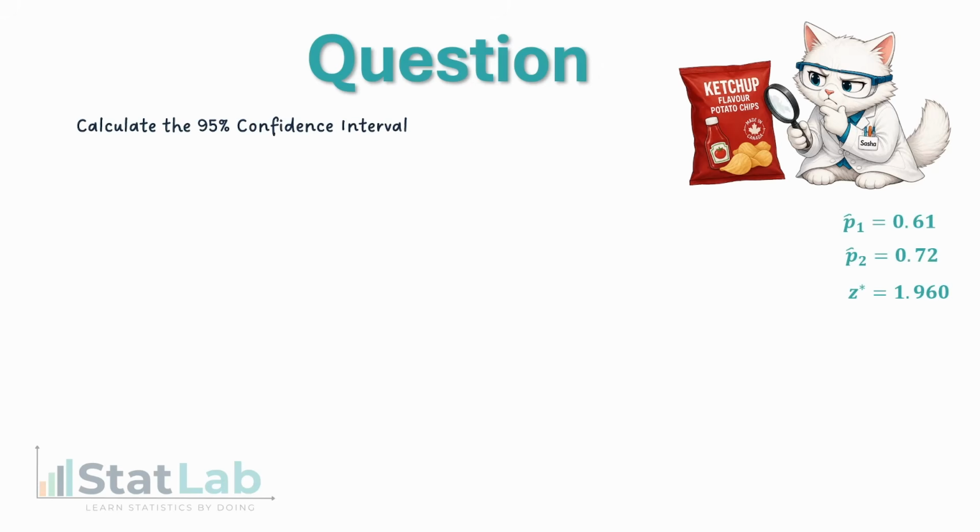Now, if you watched the last video, you saw how I got Z star. This time I'm just going to give it. It's 1.960 for a 95% confidence interval. Again, take a look at the other video if you're not sure where that Z star comes from.